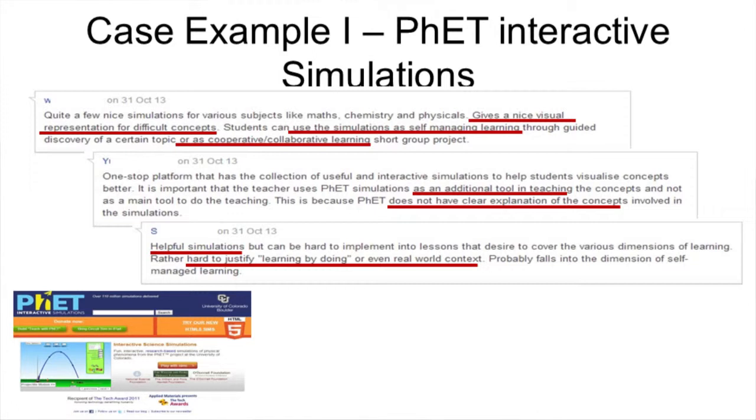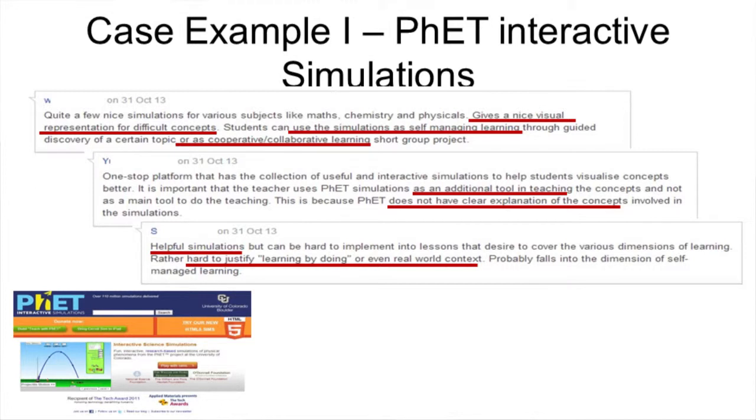Then student Y came along and added on, saying it is an additional tool in teaching. Student Y has a reason for saying not the only tool, but an additional tool, because this particular resource does not have clear explanations of some of the concepts. It's a very good appraisal, showing they're critical. They see some value in it, but they also see the extent of that value, which is good. And of course, you can see student S saying helpful simulations. But here, it's quite hard to justify pedagogies like learning by doing because it's after all still a simulation, or even real world context.